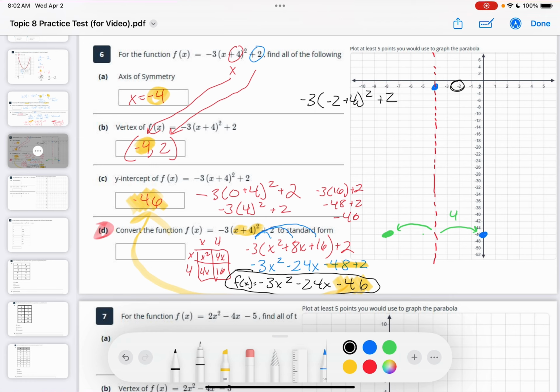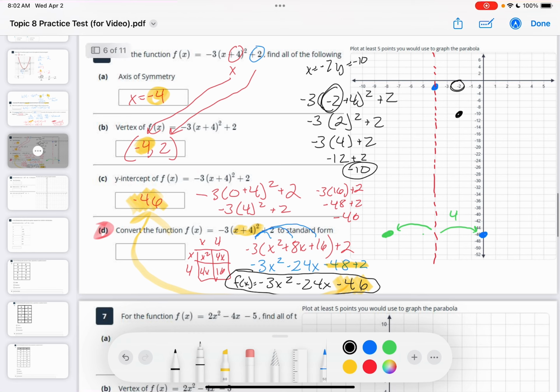Negative 2 plus 4 in the parentheses is 2. 2 squared is 4. Negative 3 times 4 is negative 12. Negative 12 plus 2 is negative 10. That's my y value. So when x is negative 2, y equals negative 10. You can put another dot there.